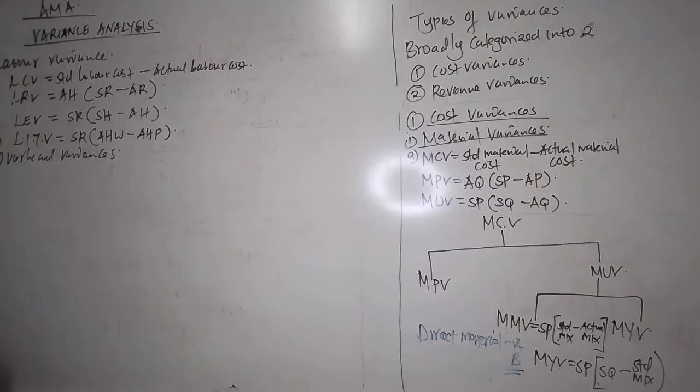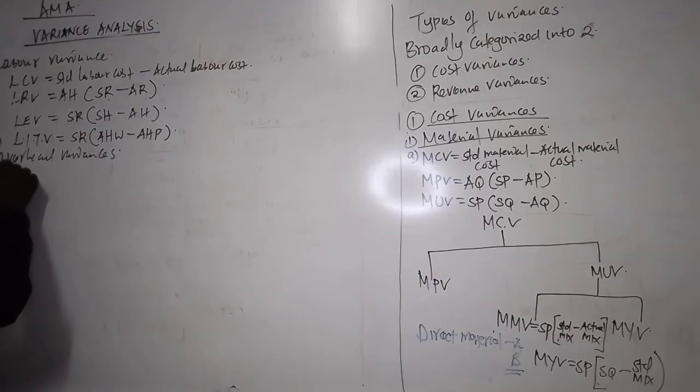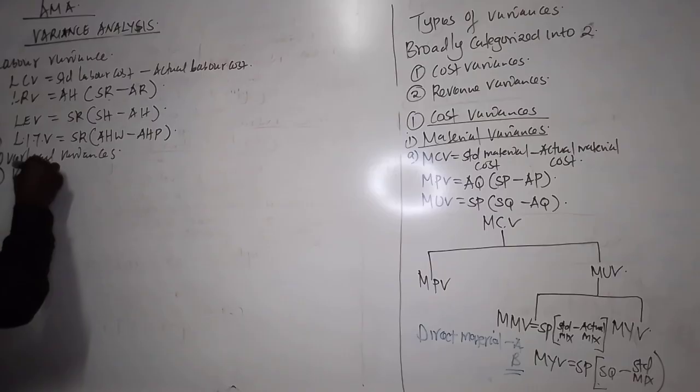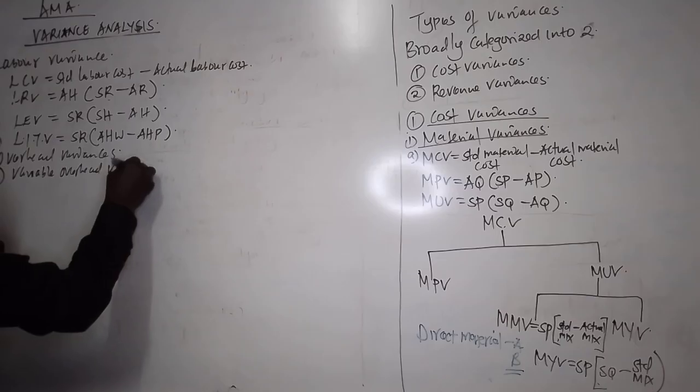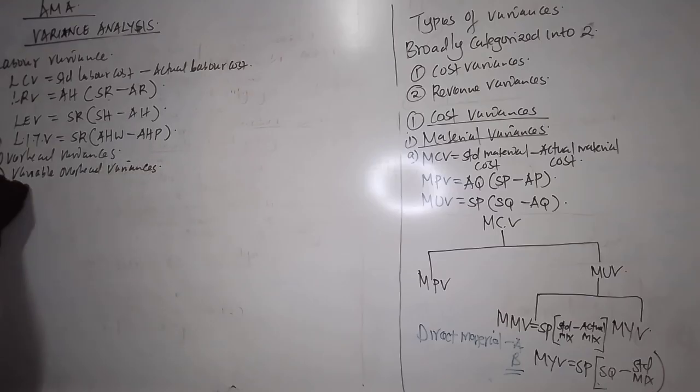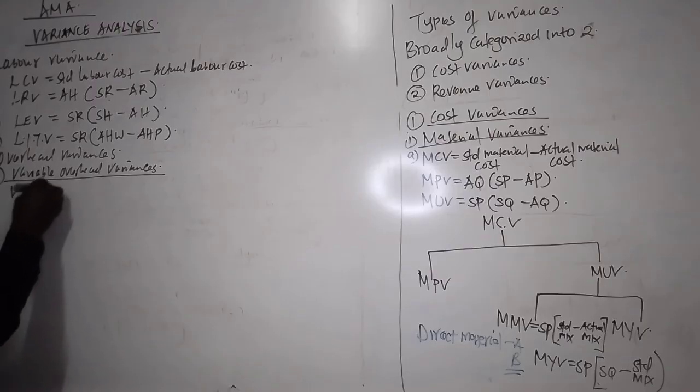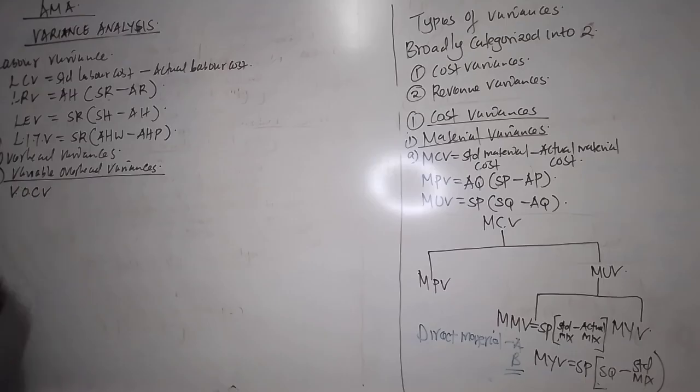And when we talk about the overhead variances, number A, we are going to talk about the variable overhead variances. For these variable overhead variances, one of them is what we call the variable overhead cost variance.